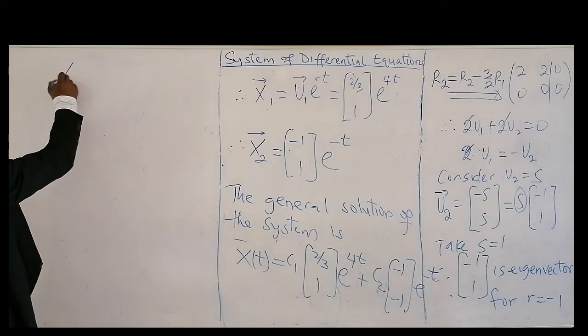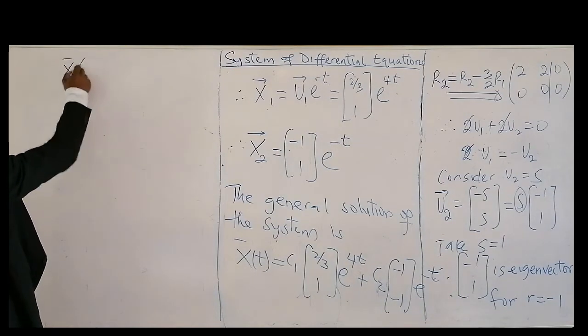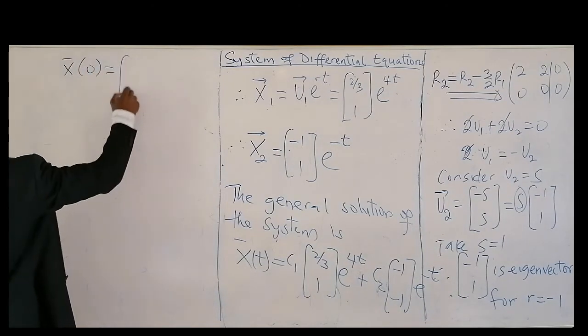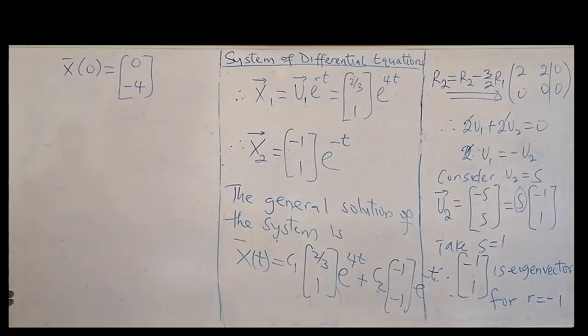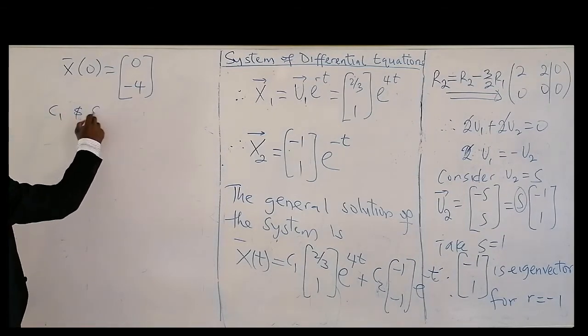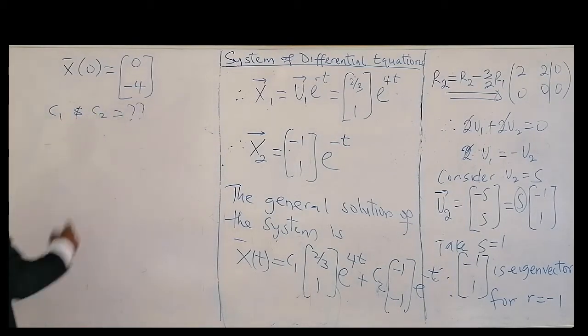Don't forget the condition given. We're given the condition 0, minus 4. Okay? So we need to find c1 and c2, which we don't know yet.